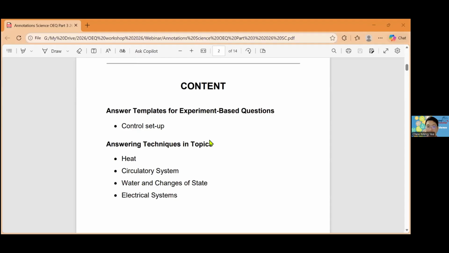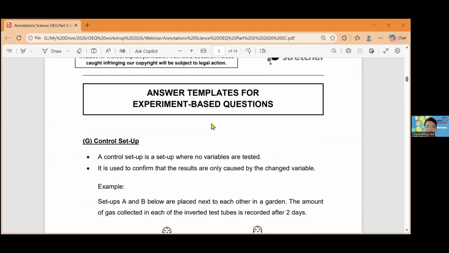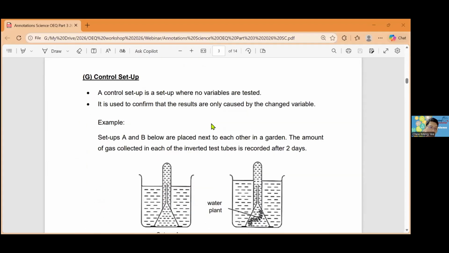Right. So what I have here, I'm going to zoom in a little bit. The first part, control setup. You have learned quite a number of answer templates, especially for fair test, relationship, aim. So this is kind of the last one already for the experiment-based questions.